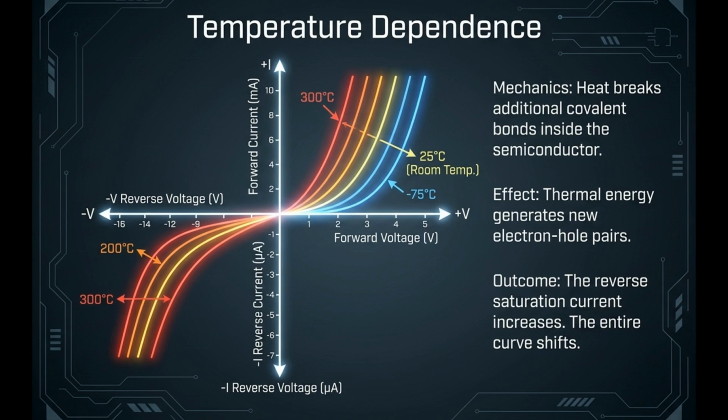Temperature dependence is significant. Heat breaks covalent bonds, generating new electron-hole pairs. This increases the reverse saturation current and causes the entire VI curve to shift.